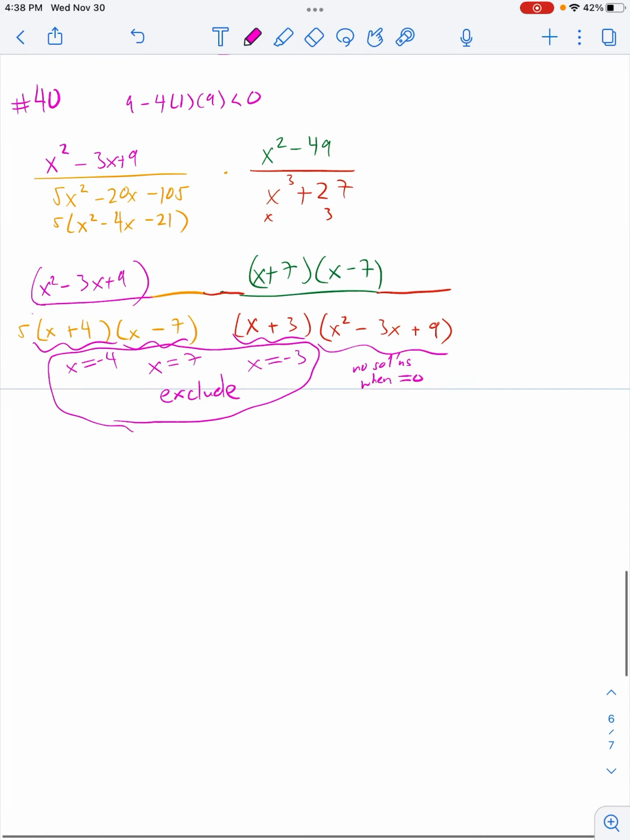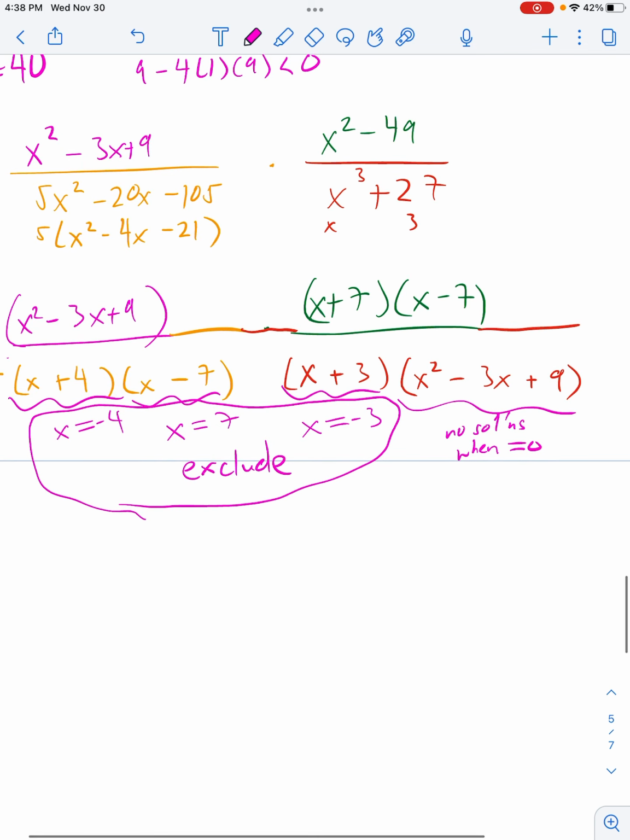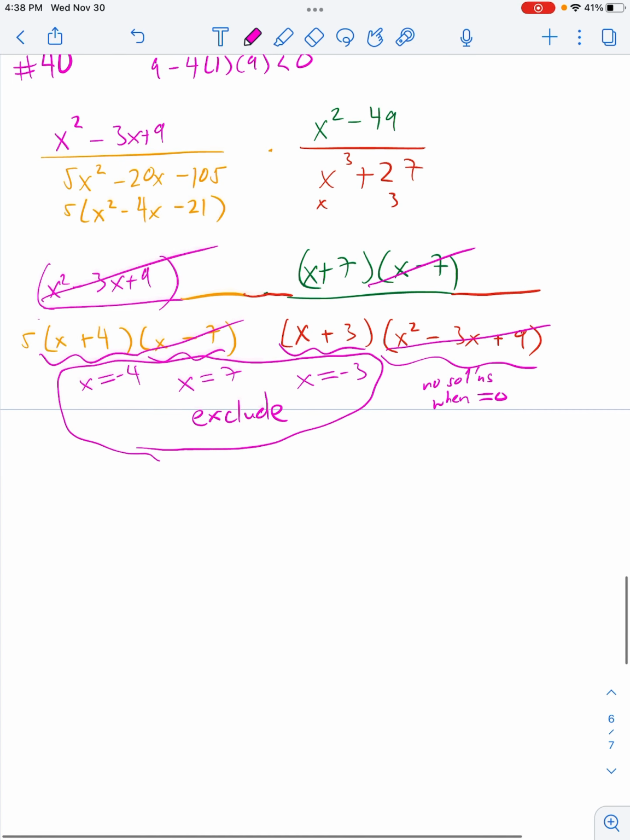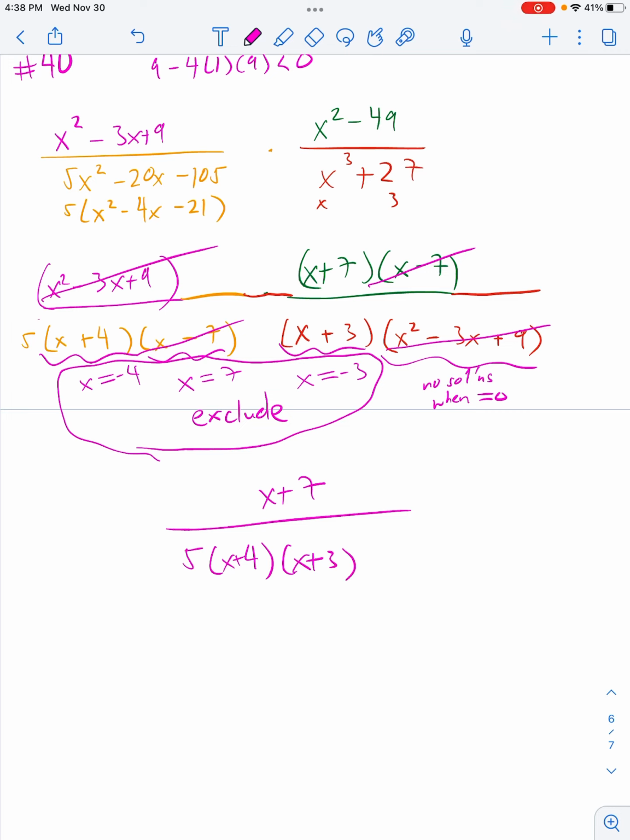okay? And then now we can just start crossing stuff off. So these two are the same. They cross out. They cancel out. X minus 7s cancel. I think that's it, actually. So our final answer, x plus 7 all over 5 times x plus 4 times x plus 3. Let's check in the book.